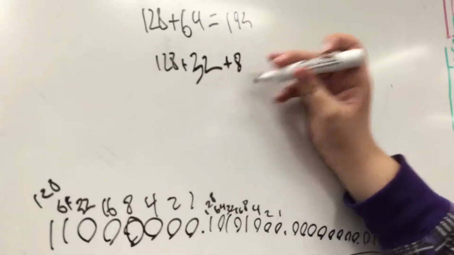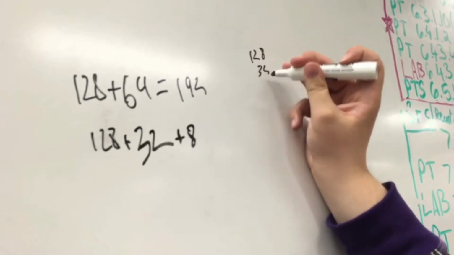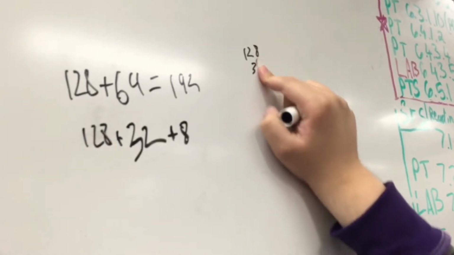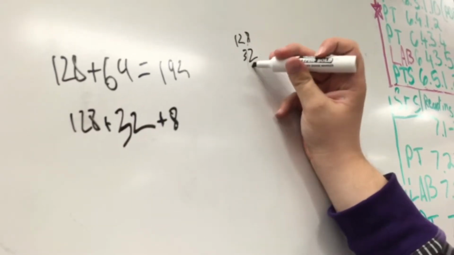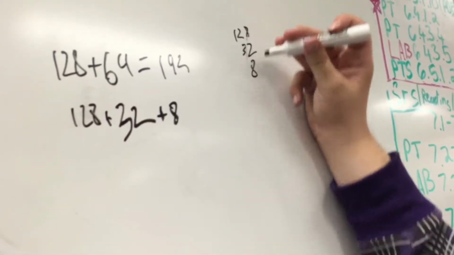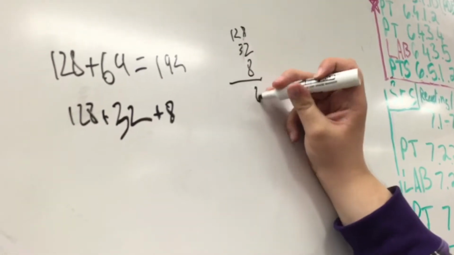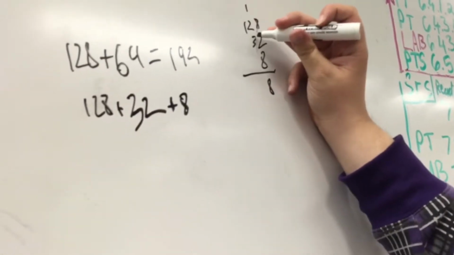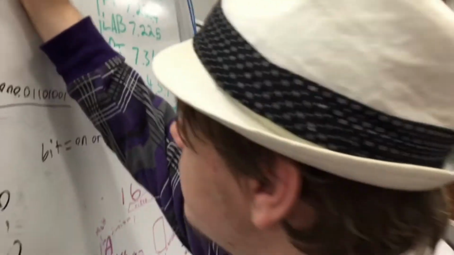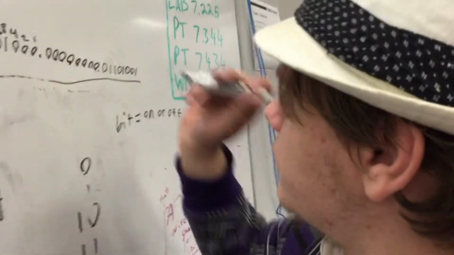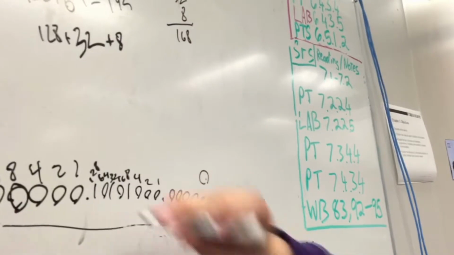So let's line this up better. 128, 32, 8. So this would be 168. So what about over here? All zeros. So that's just 0.